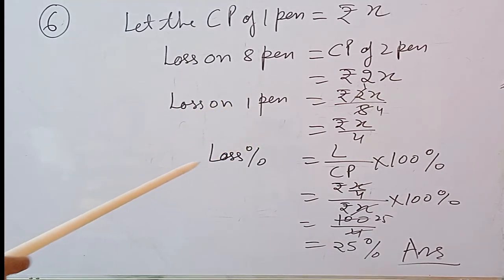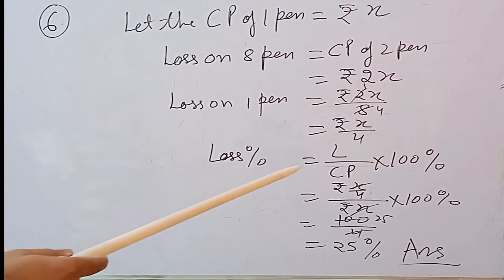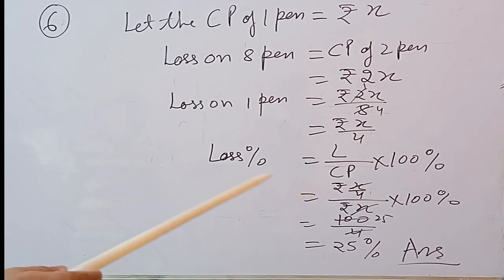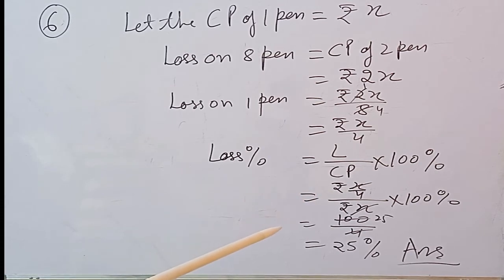Now loss percent, we know, loss percent equal to loss upon CP into 100%, that is X upon 4 upon X into 100%. X and X cancel, that is 100 upon 4. 100 upon 4, 4 25s are 100, so that is 25%. So the loss is 25%. In that manner you will do question number 6.